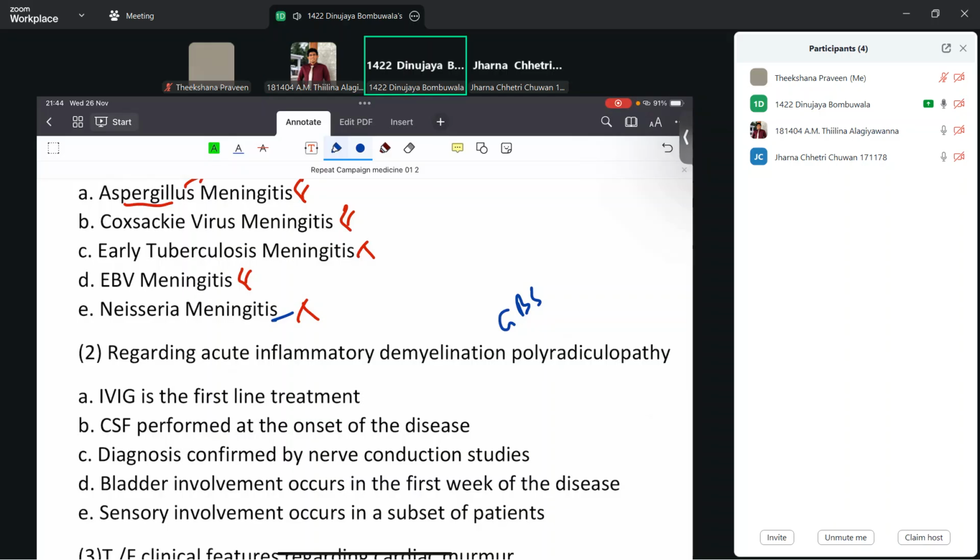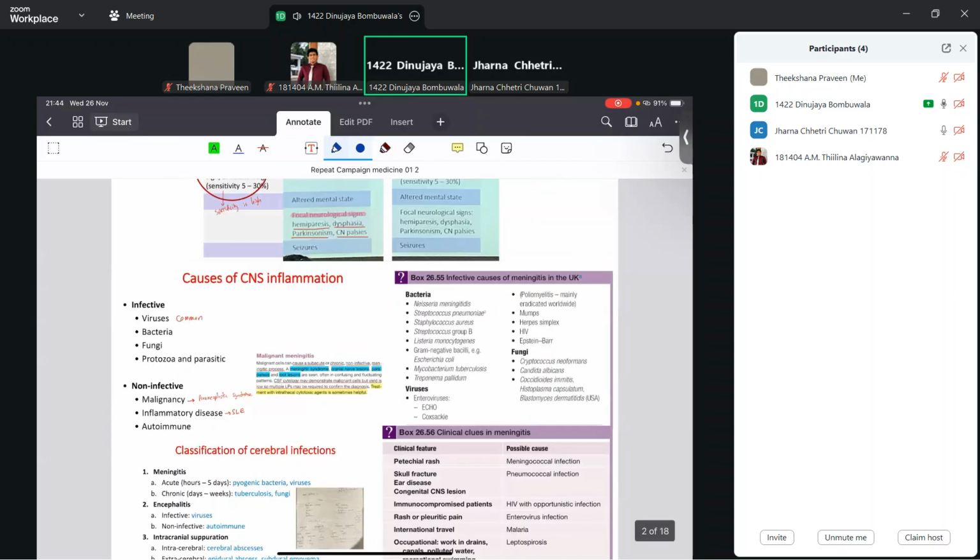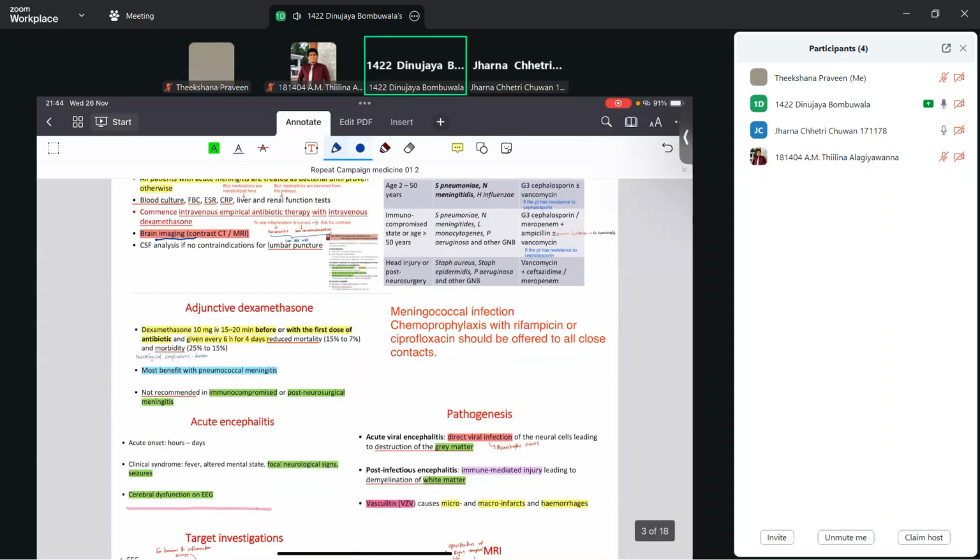Bladder involvement occurs in the first week of the disease. You are not sure? Sensory involvement occurs in a subset of patients. True or false? Okay, so we'll go through the discussion and then we'll come back to the question again.